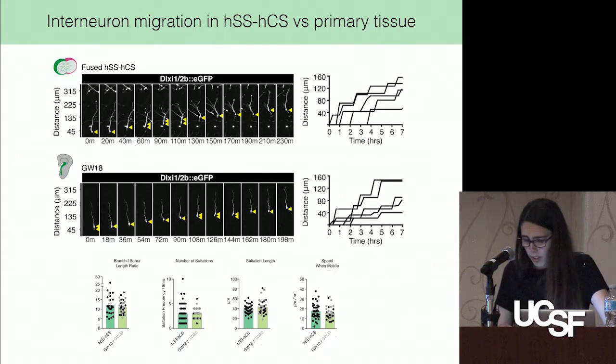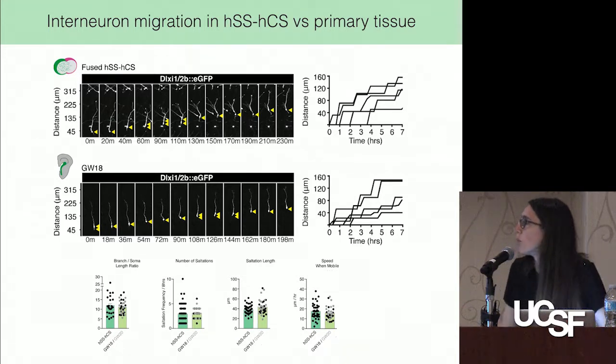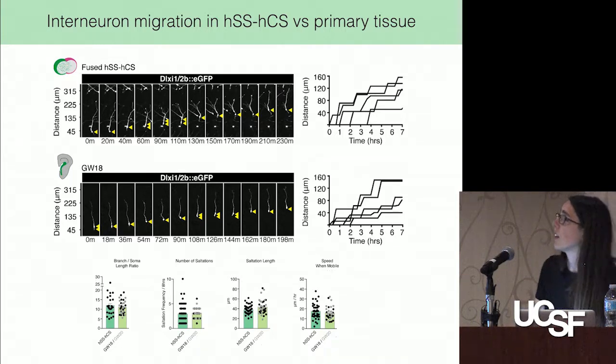And so when we do that, you can see that the darker green is the assembled spheroid interneurons, and the lighter green is the primary neurons. And you see that they are almost identical in their migration dynamics.